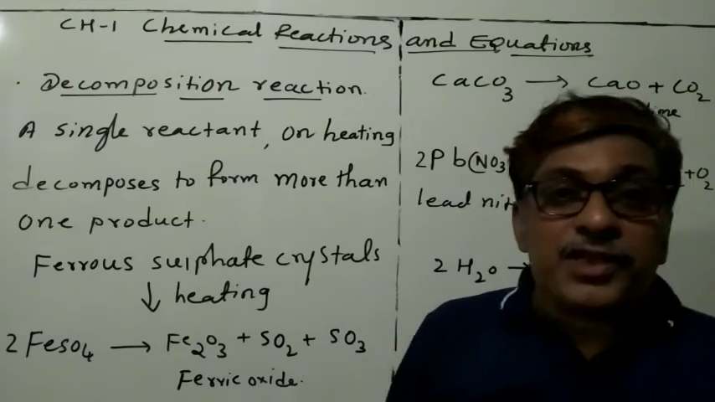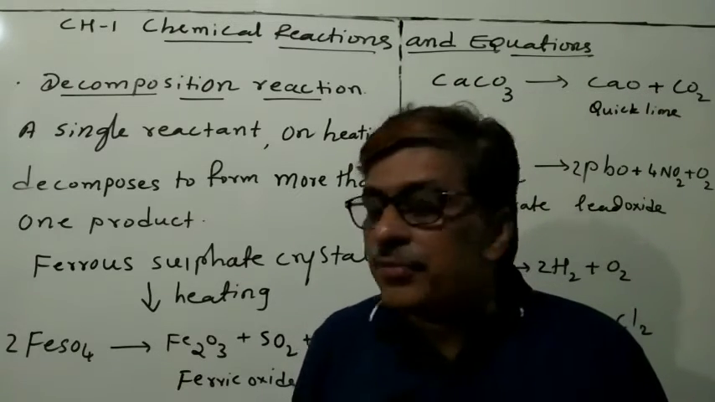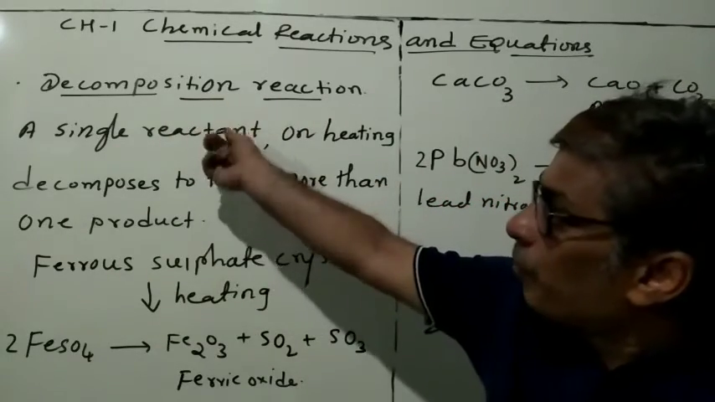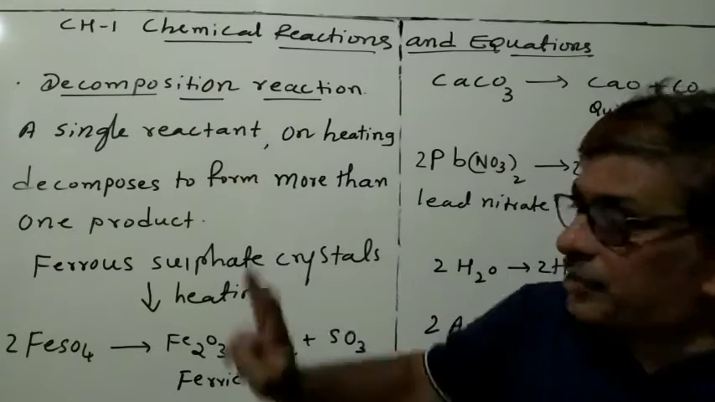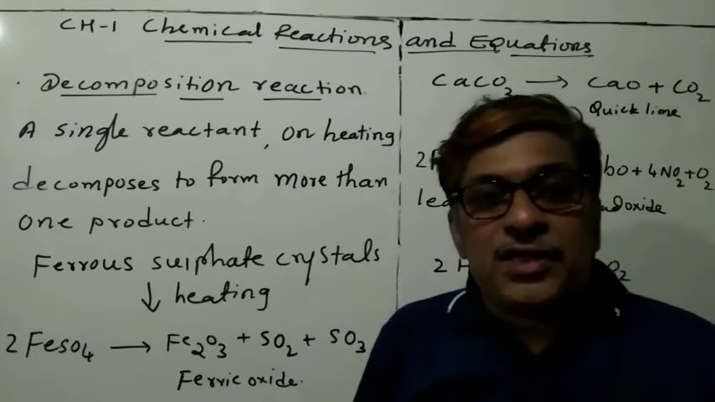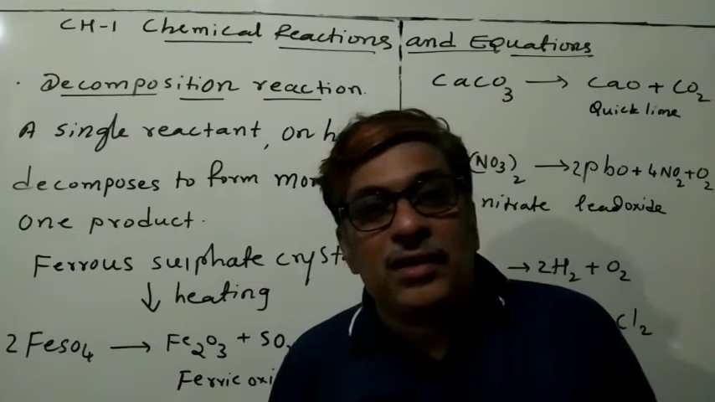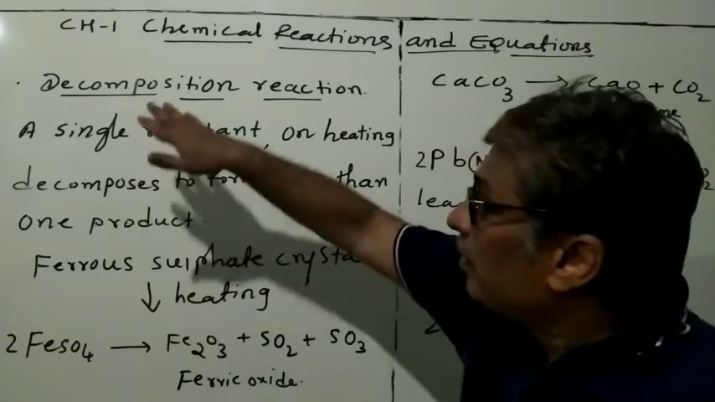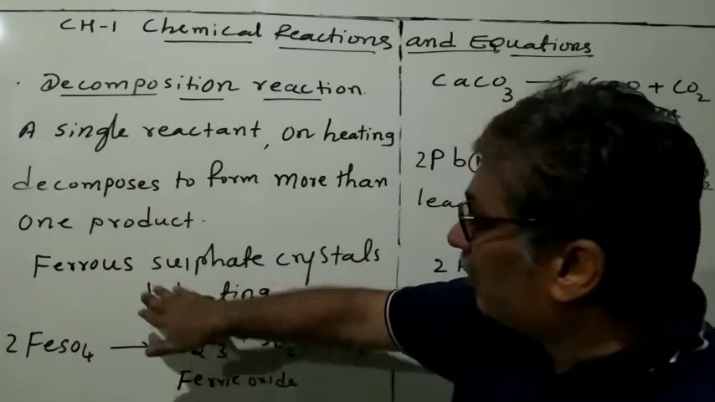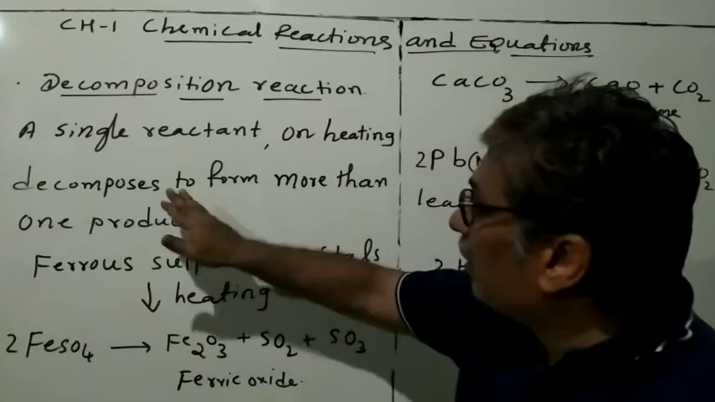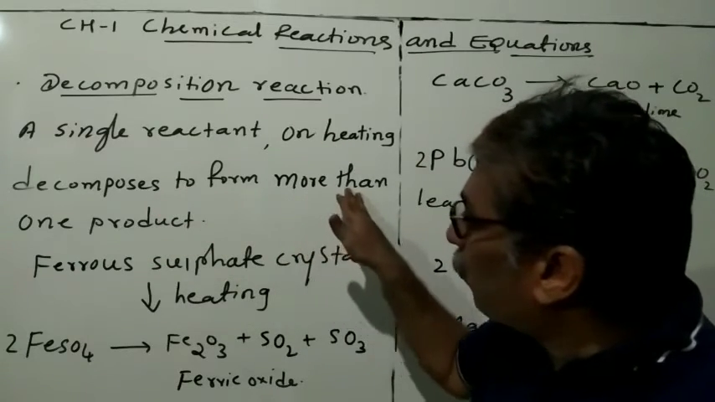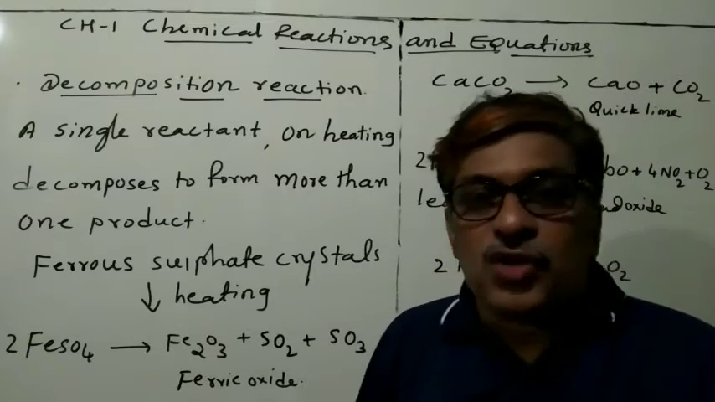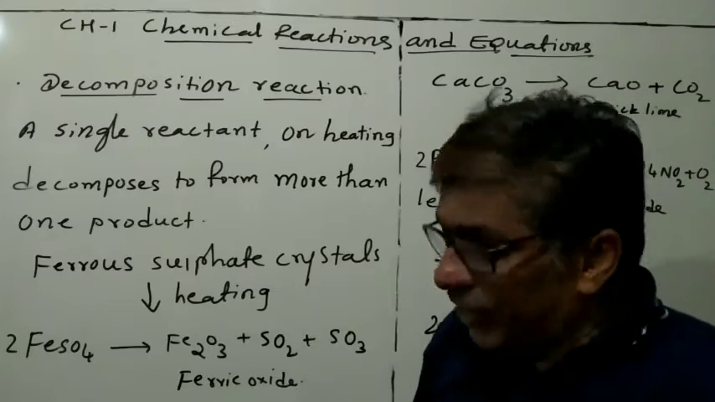In the last video we have discussed combination reaction. Today we will discuss decomposition reaction. So this is the opposite of combination reaction. We have seen that in the combination reaction, two or more reactants combine together to form a single product. But here, a single reactant, on heating, decomposes to form more than one product. Such a reaction is called a decomposition reaction.